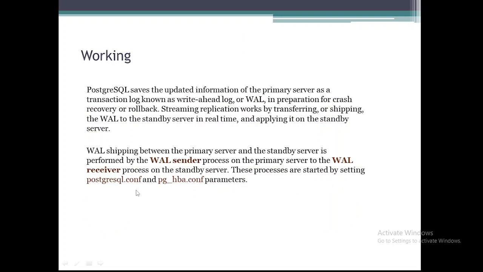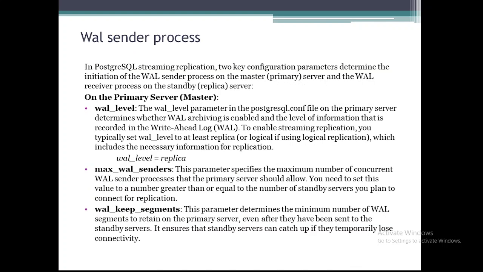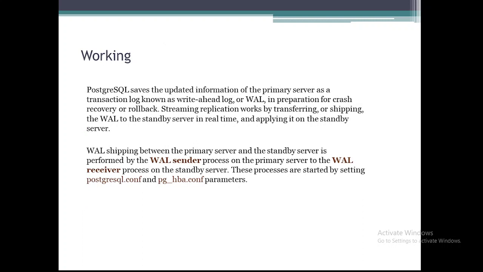This process is started by setting up the postgresql.conf and pg_hba.conf files and a few parameters in them. We'll see what to set in there, how all of this works, and how to set up replication in our next videos. In our next video, we'll be talking about the WAL sender process, and in the one after that, we'll talk about the WAL receiver. So that's all for this video. I'll see you in the next video on the WAL sender and receiver processes. Thank you.